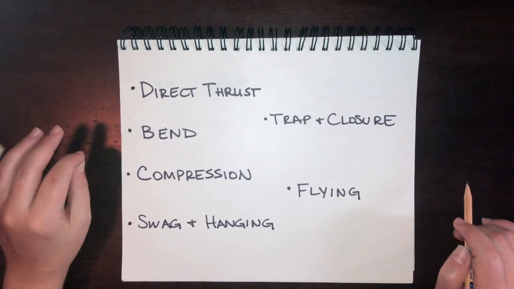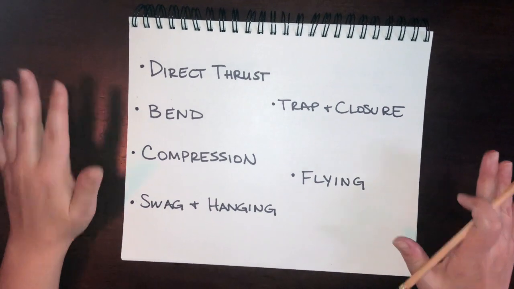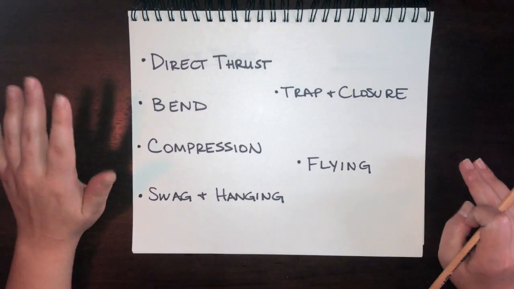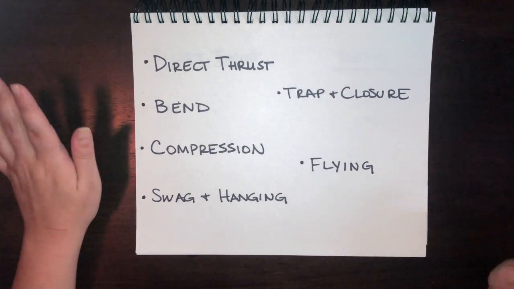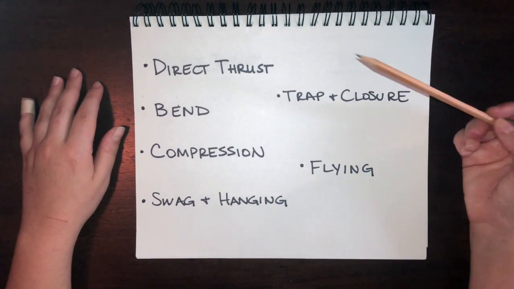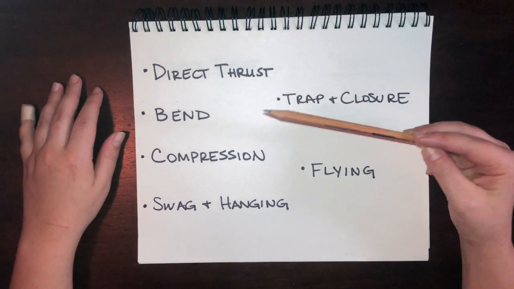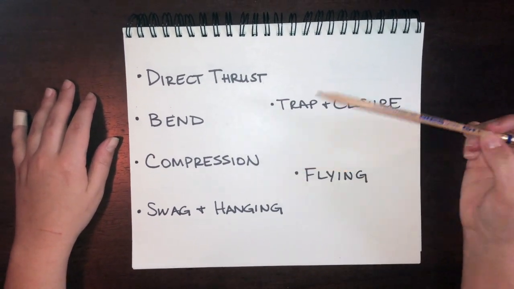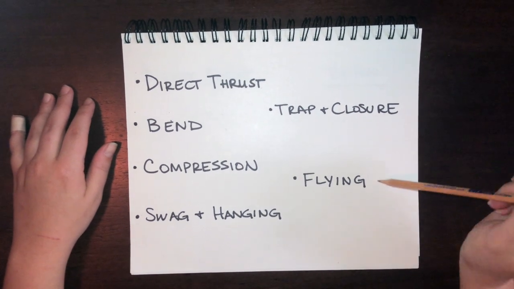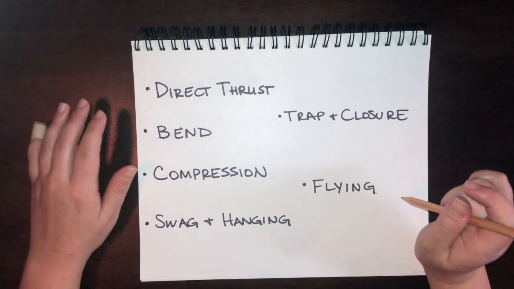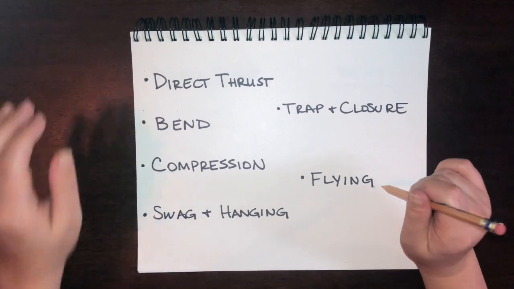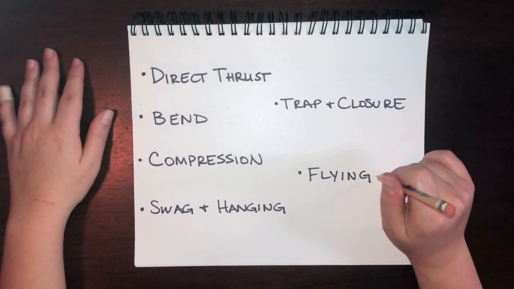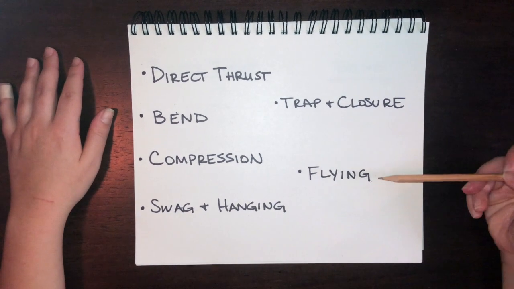So there are six basic types of garment fabric wrinkles, and we're going to talk about 5 of them, and I'll explain to you why. But the 6 basic ones are direct thrust, bend, compression, swag and hanging wrinkles, trap and closure wrinkles, and then flying wrinkles. The only one I'm not going to demo for you is the flying wrinkles because essentially what they look like is a hanging wrinkle inverted.